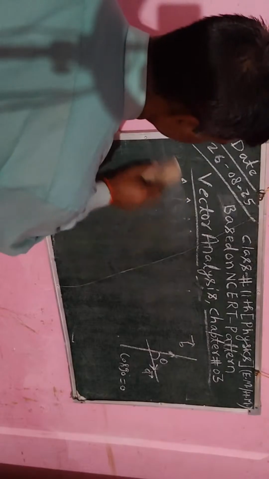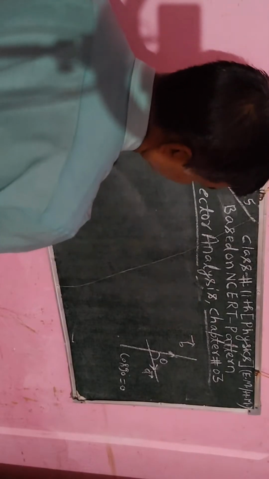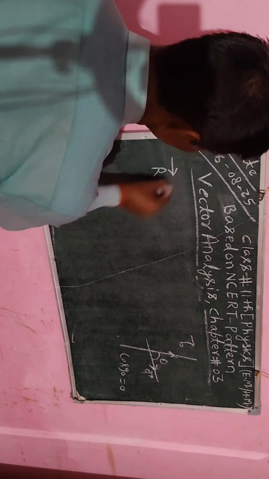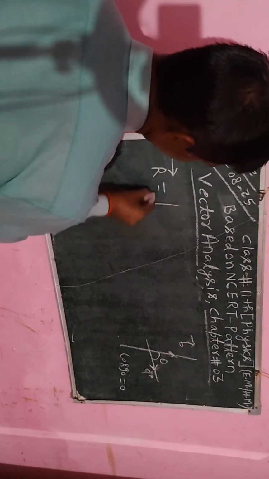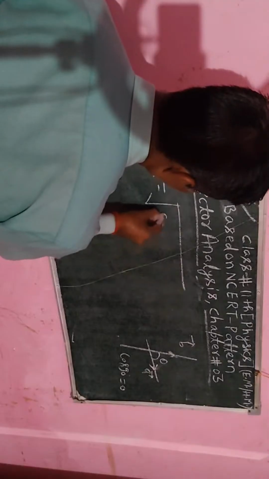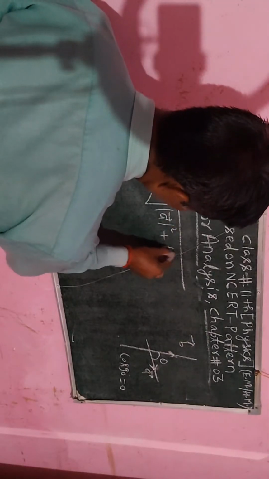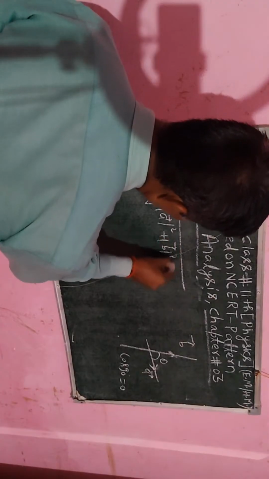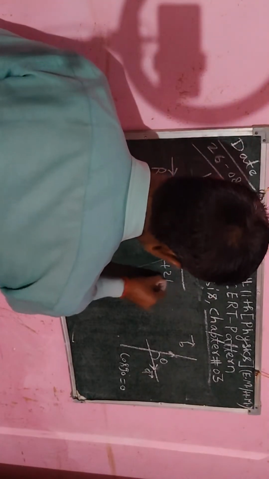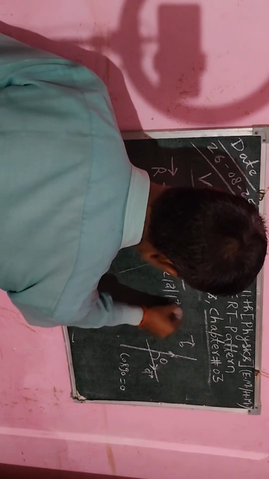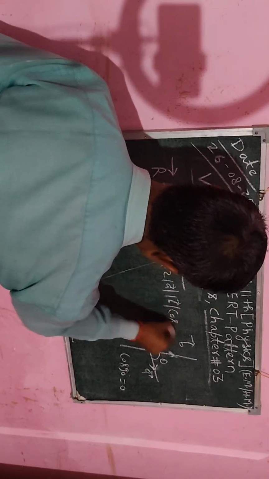Magnitude of the vectors. Suppose that we have to get the magnitude of the vectors. So the magnitude of the resultant vector is R, and it is written as vector A whole square plus vector B whole square plus 2 magnitude of the vector A into magnitude of the vector B into cos theta.